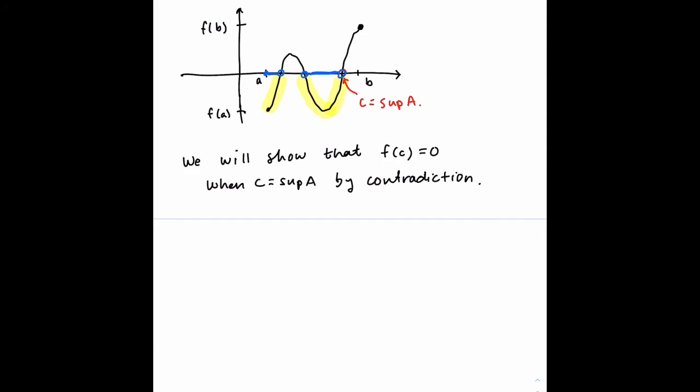And the key to getting our contradiction is going to come from what happens when you just look at the definition of a supremum. What we're going to see is that our argument is going to break down into two cases. One of the cases will use the fact that c is an upper bound for A to get a contradiction. And the other case is going to use the fact that c is the least upper bound.